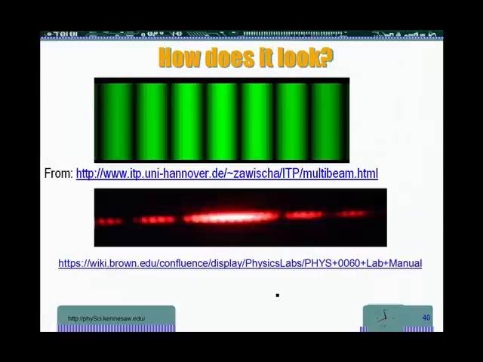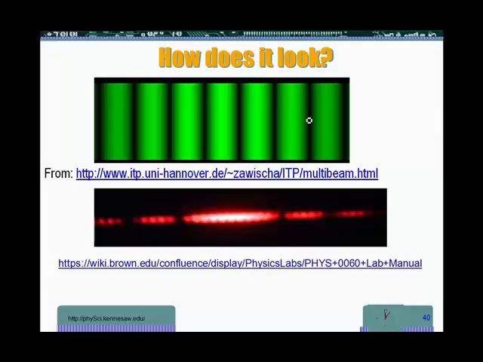Okay, how is this going to look? Here we have two pictures. One from this website. I encourage you to go to that website. You are going to see a lot of neat images and some explanations of what's going on. But this is a computer-generated image. That's not a real-life image, but it illustrates the point.